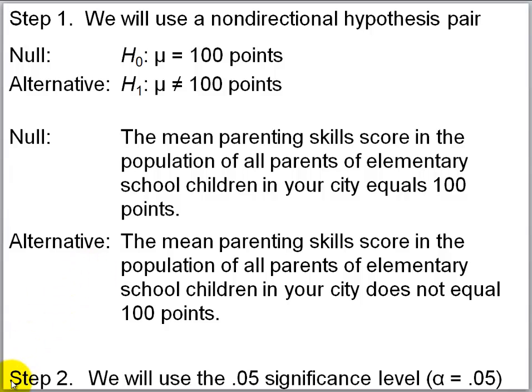Step 2 is the choosing of a statistical significance level. Let's choose the 0.05 significance level. This is the most commonly used level, and there's the Greek letter alpha. And so we're saying alpha equals 0.05. We're setting alpha to 0.05, which is the same thing as saying we're setting the significance level to 0.05.